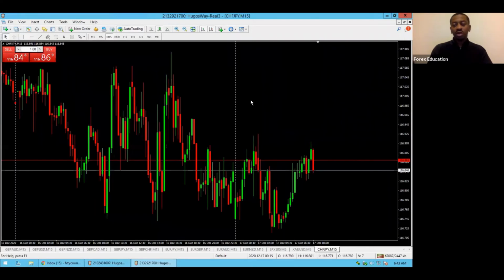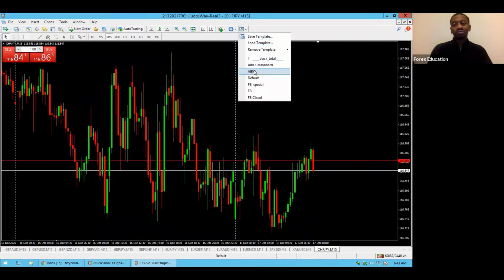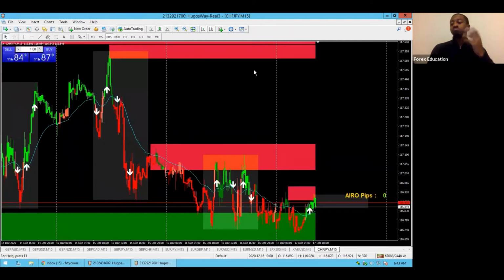CHF JPY. Now remember, guys, if you don't find a trade, don't force it. It's that time of year right now where holidays are coming. People are on vacation. The people that actually trade the markets are on vacation. The market makers are on vacation. So if you don't see a trade, don't force it. Never force a trade. You don't have to trade every day.